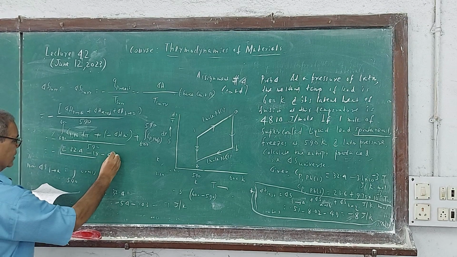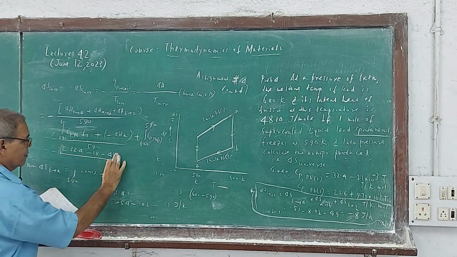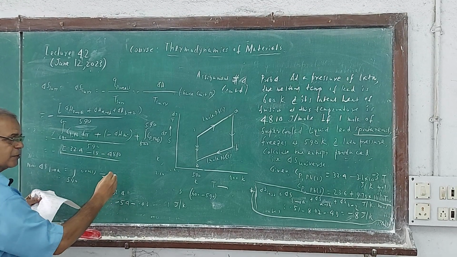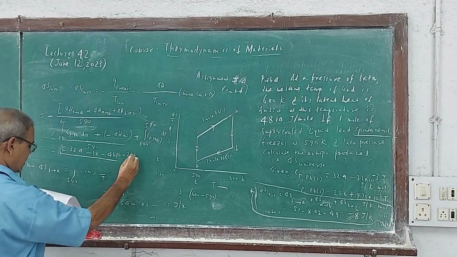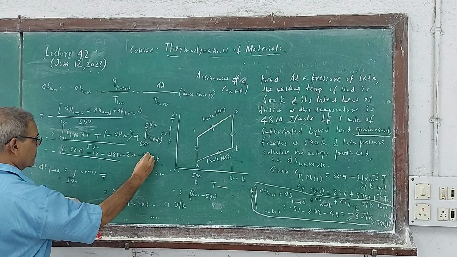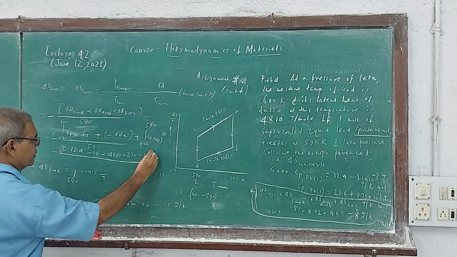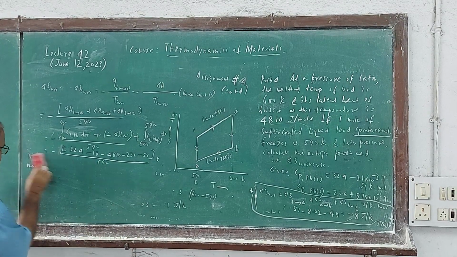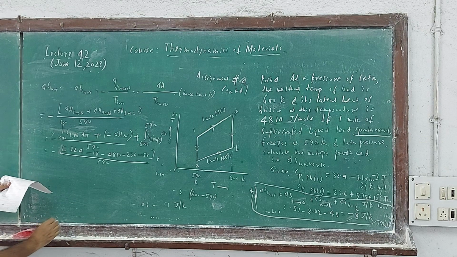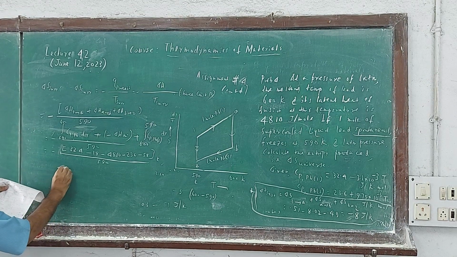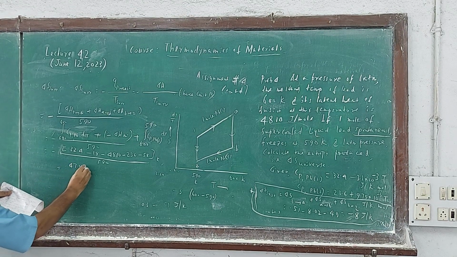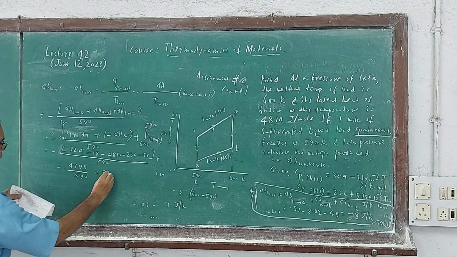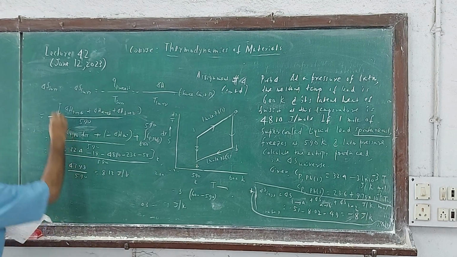Okay, you do this yourself with the limits. Two terms: 4810 minus 236 minus 58. What is the denominator? You do it yourself: 590. What is the answer? Remove this. The answer is 4798 by 590. How much is it? 8.13 joule per Kelvin.